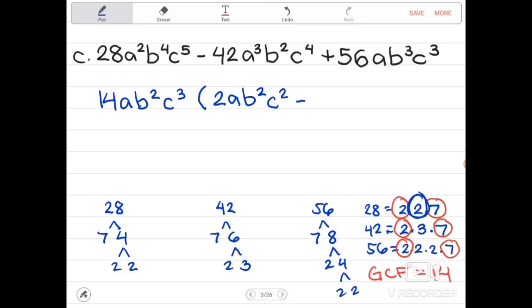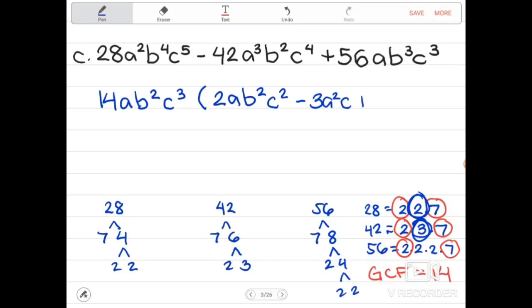Then, for 42, kopyahin lang natin yung operation. So, minus 42, ang natira lang doon is 3. So, 3 times a, so 3 minus 1, that is a squared. For b, 2 minus 2, 0. So, walang natira sa b. For c, 4 minus 3, that is 1. So, c.